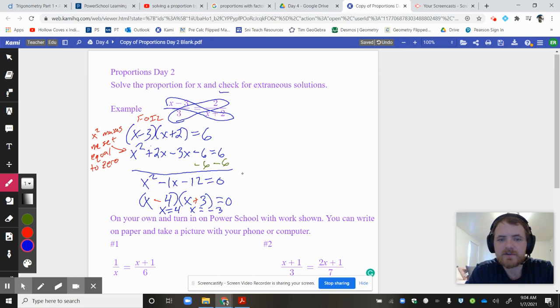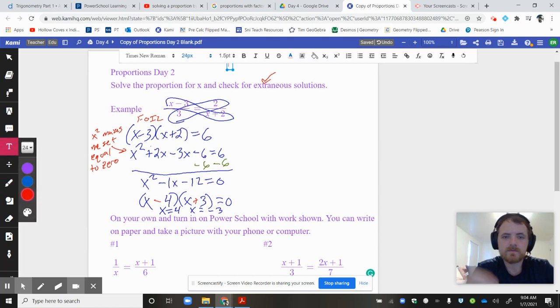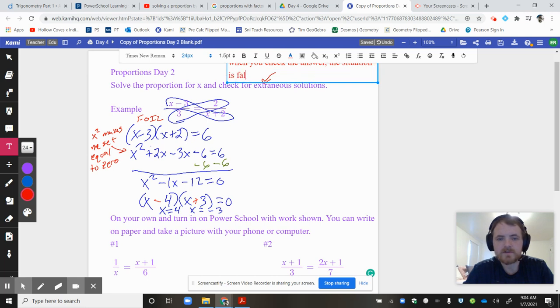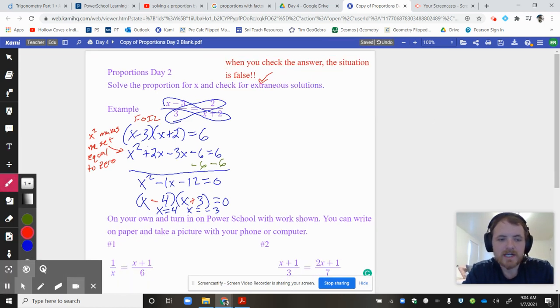But notice I said check for extraneous solutions. So extraneous, if you don't remember, all that means is I got an answer, but when I check it, it gives me something that's false. Okay, so extraneous just means when you check the answer, the situation is false, which is kind of strange. Why would that happen? What makes that happen? Hopefully, you'll see. So I'm going to check my 4 first.